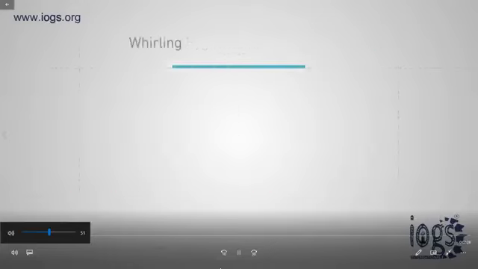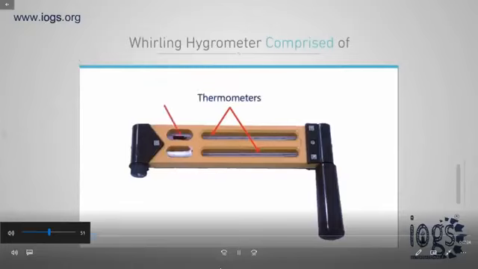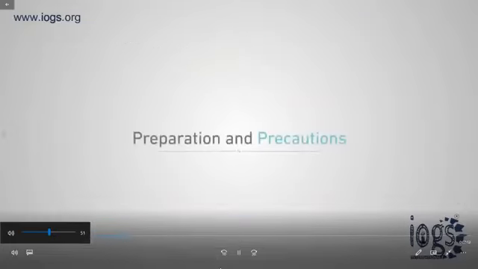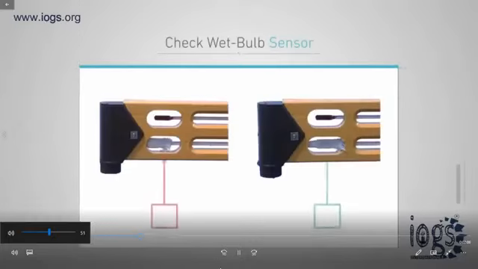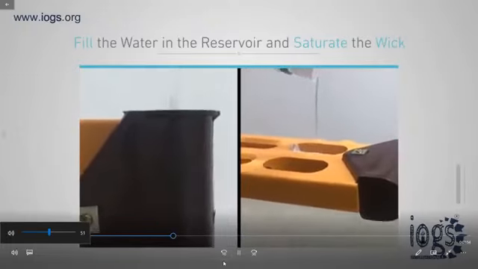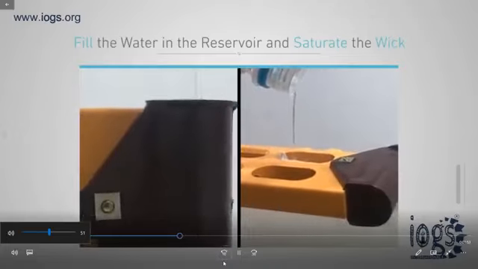The hygrometer is comprised of two thermometers, which has one of the bulbs covered by a wick. The bulb covered by the wick is known as a wet bulb, and the uncovered bulb is called the dry bulb. The instrument also has a reservoir. Before starting to use the hygrometer, a bit of preparation and precautions are needed, and these involve the following. Check that the wet bulb sensor is covered entirely by the wick. Fill the reservoir and saturate the wick of the wet bulb entirely with water. Several minutes may be needed for total saturation of the wick.